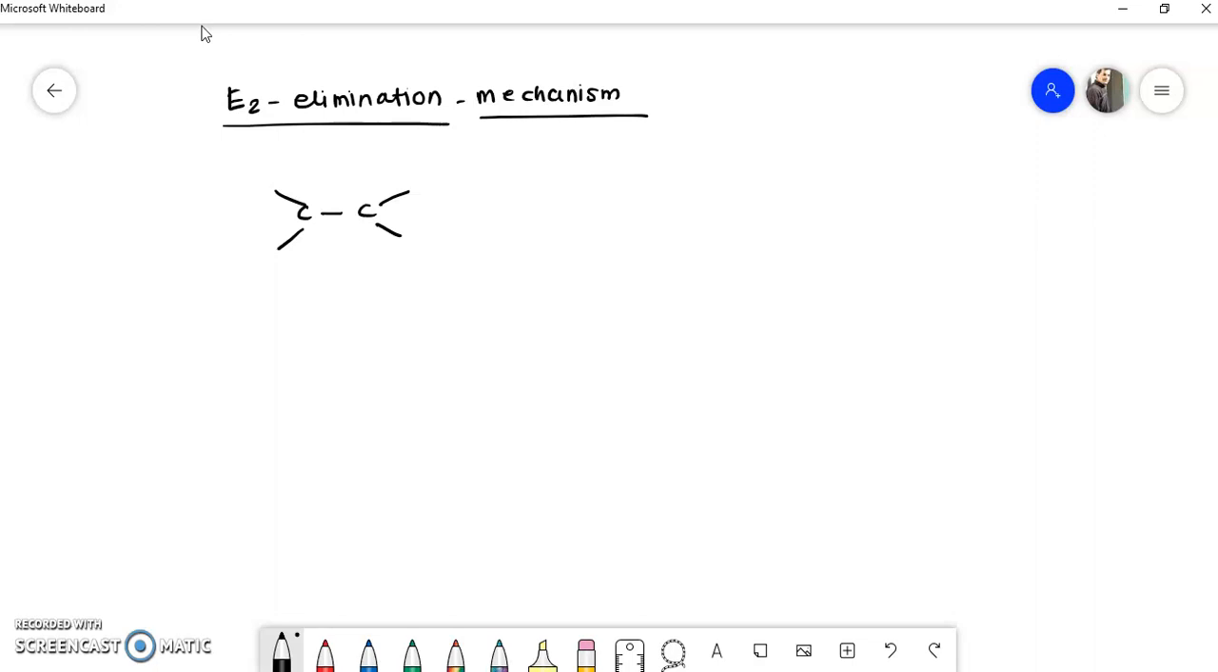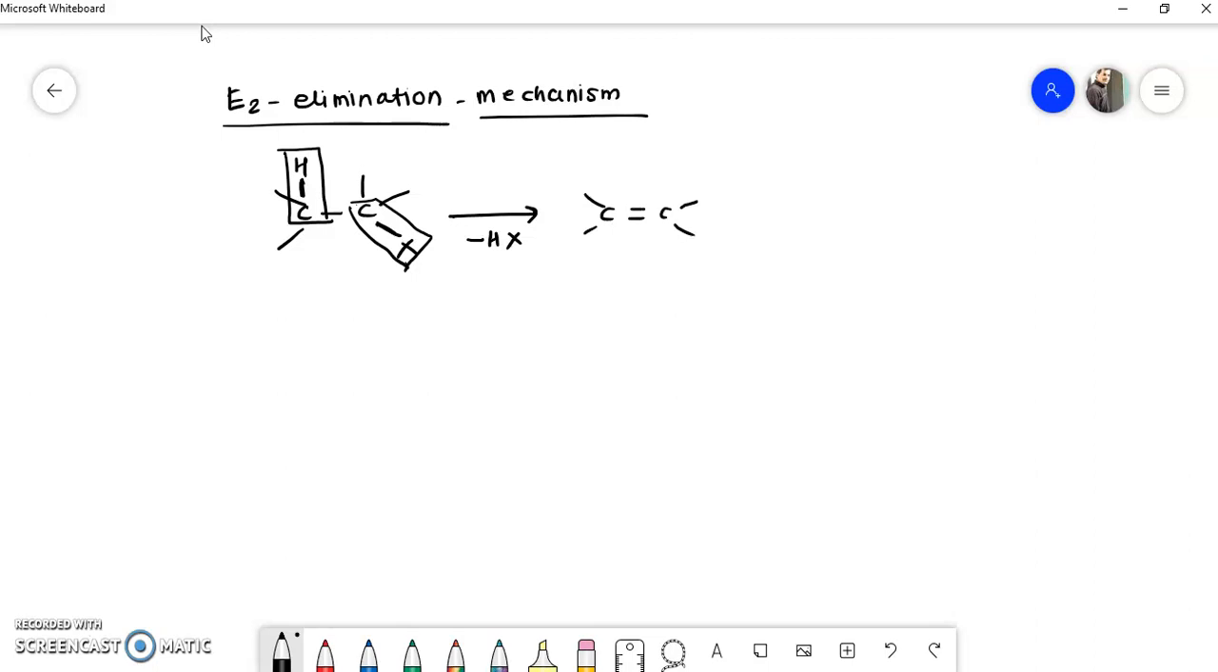Say if here is a hydrogen and here is, suppose, X, okay, then if this C-H bond and this C-X bond break simultaneously to eliminate an HX molecule and there is a formation of alkene, then this mechanism is called E2 elimination. If this C-H bond and this C-X bond break simultaneously, then it is called E2 elimination reaction.